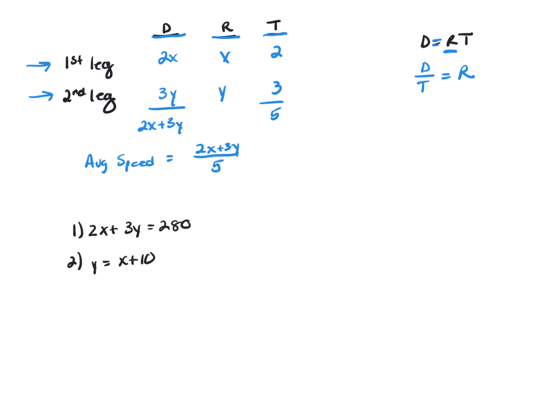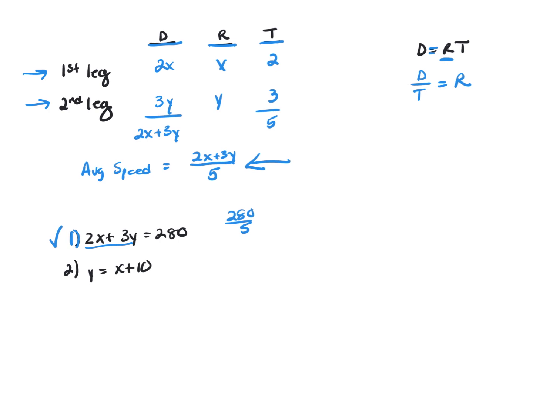All right. Now let's look at our clues. Let's see if we get enough information to find this. Clue 1 gives us 2x plus 3y is 280. Well, that works because we could plug that in if that's exactly what our numerator is, and that would be 280 over 5, and we would know what the average speed was. So clue 1 works.